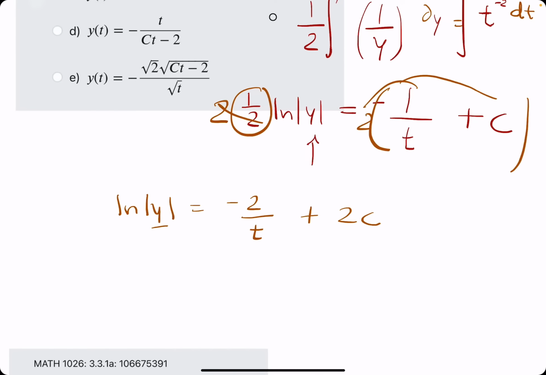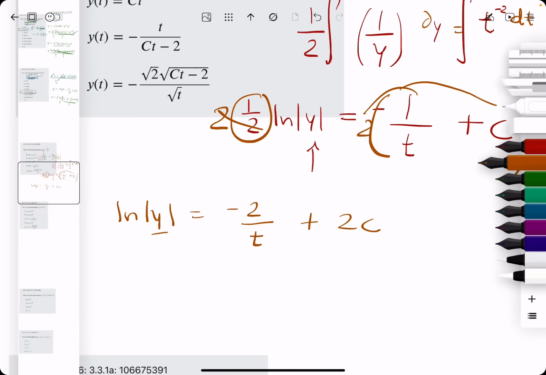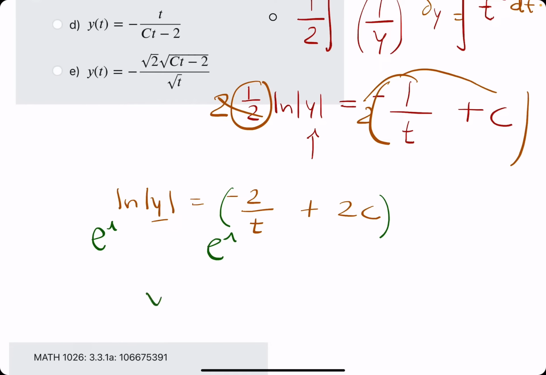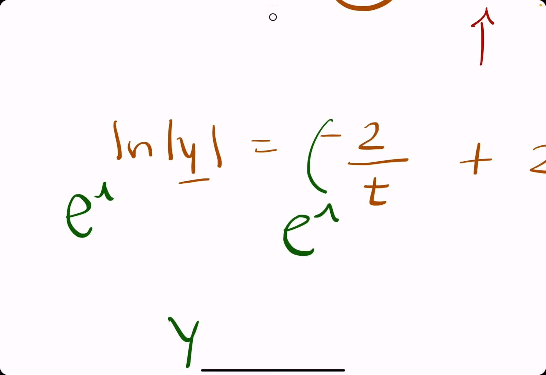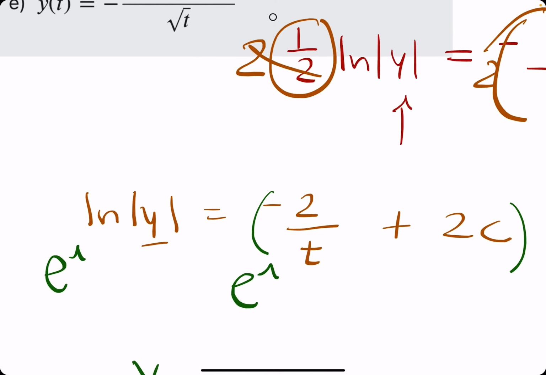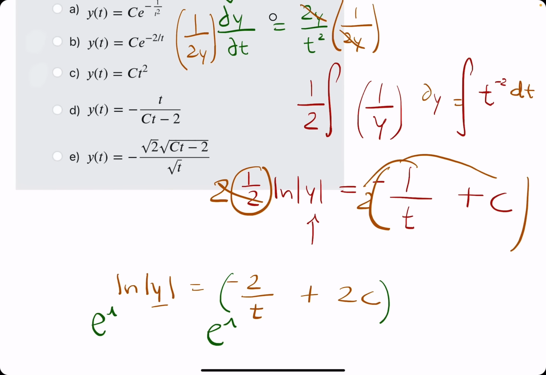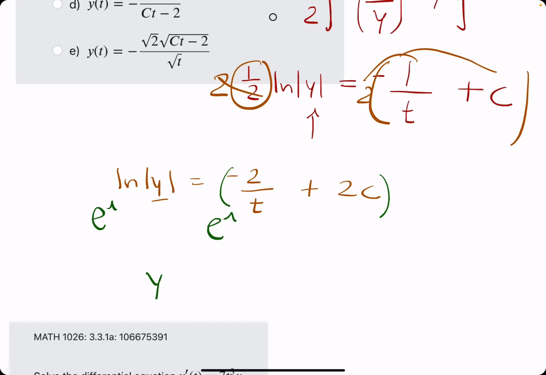And then we want to isolate y by eliminating natural log, which we will do by making e the base of both sides. And then in this case, you can sort of ignore the absolute value bars. It's a good habit to get into, like writing it for the antiderivative every time, and it might come in handy, but usually you'll be able to drop them later in the problem. So we can just drop them here. y equals e raised to the negative 2 over t plus 2c, all in the exponent.